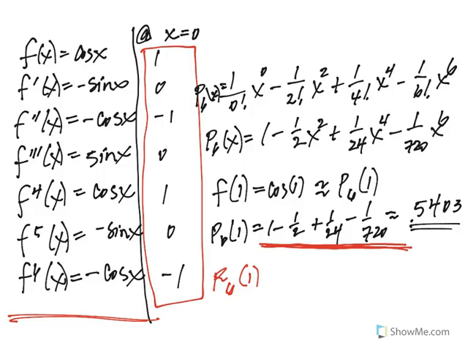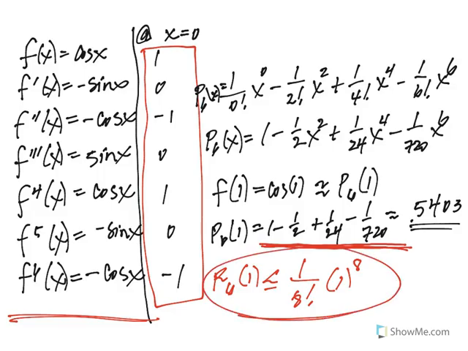So remember, this is also absolute valued. So my r sub 6 of x is going to be less than or equal to 1 over 8 factorial times 1 to the 8th. So that's the answer to number 4. This is my remainder for a 6-degree polynomial estimation of the cosine of 1.